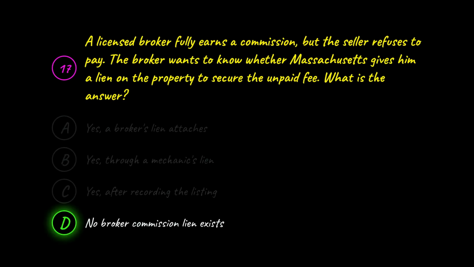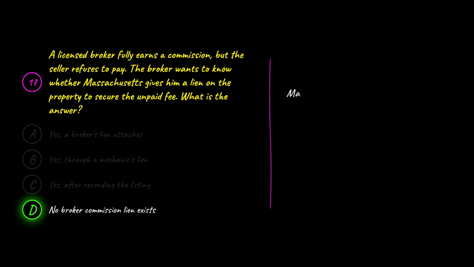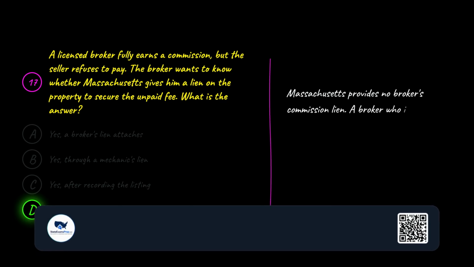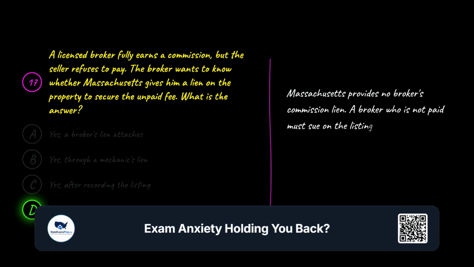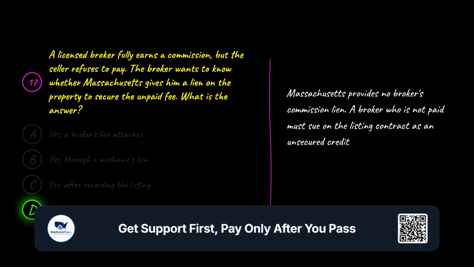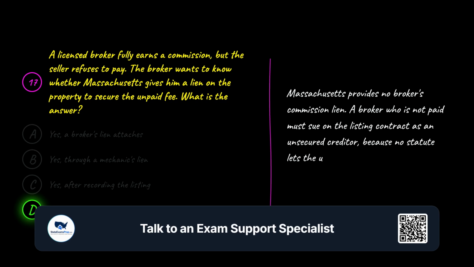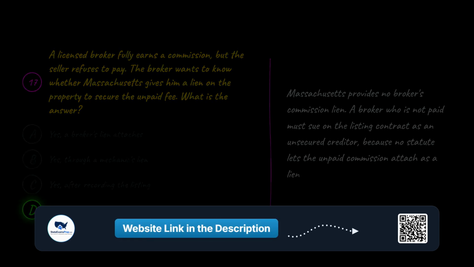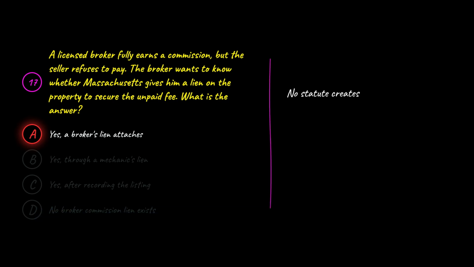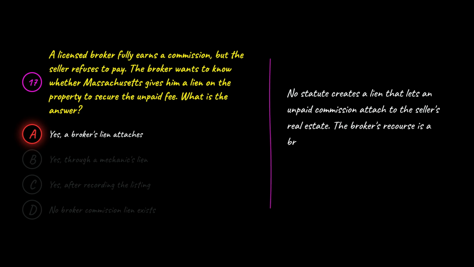The correct answer is D. No broker commission lien exists. D is correct because Massachusetts provides no broker's commission lien. A broker who is not paid must sue on the listing contract as an unsecured creditor because no statute lets the unpaid commission attach as a lien against the property. A is wrong because no statute creates a lien that lets an unpaid commission attach to the seller's real estate. The broker's recourse is a breach of contract action, so a self-executing broker's lien is not available in the Commonwealth.